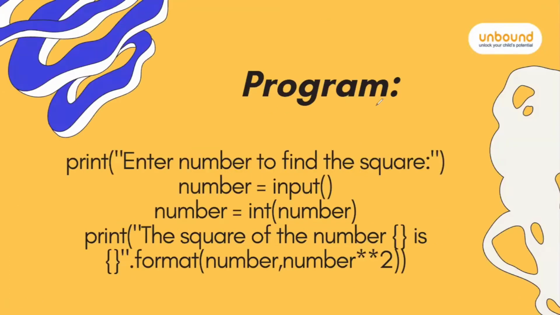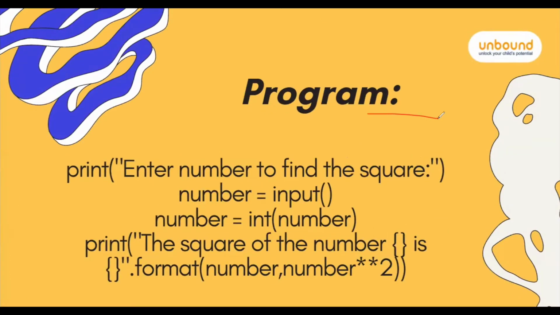Okay, let's see a program to find the square of a number. Here I'm printing "enter the number to find the square." On the screen, this part which is in the print will be printed. Now here you can see number equals input. There is nothing written in the bracket, which means it will ask you to type an input. And after you press enter, it will go to the next step, which is number equals int(number).